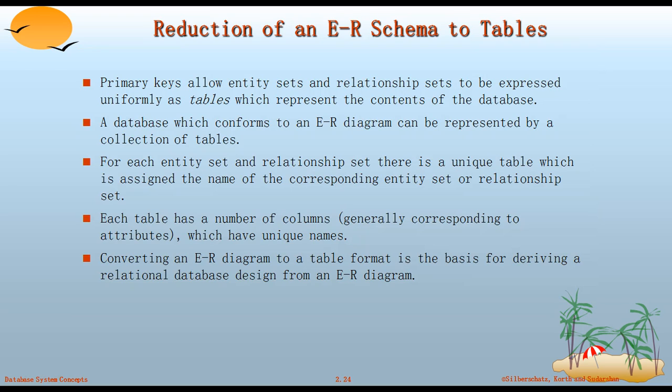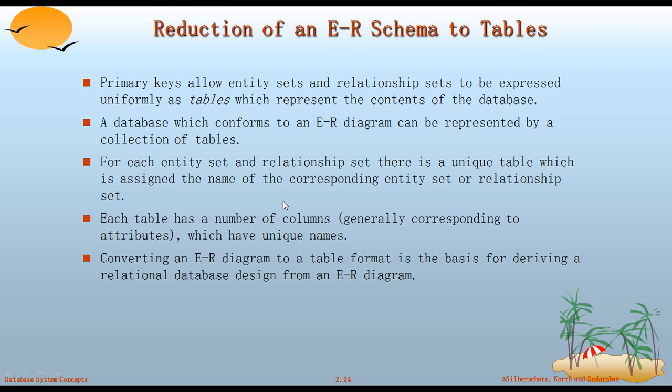Now we are going to see the reduction of an ER schema to tables. We have designed the ER diagram, and now we do the reduction of the ER schema into tables. Primary keys allow entity sets and relationship sets to be expressed uniformly as tables which represent the contents of the database. A database which conforms to an ER diagram can be represented by a collection of tables.